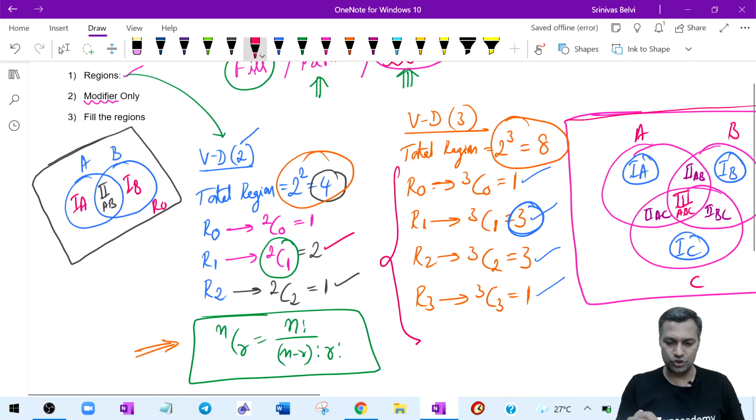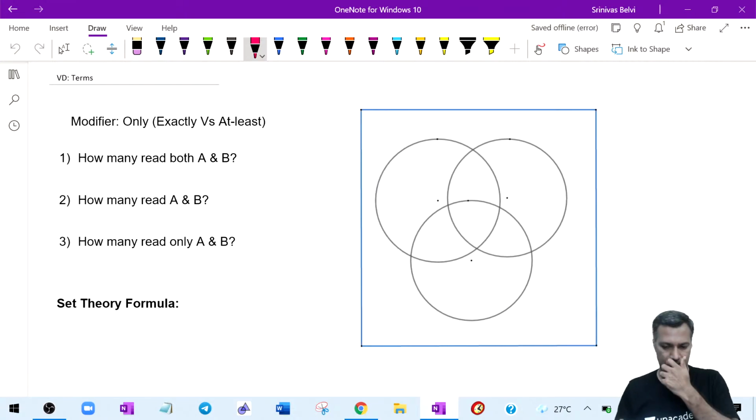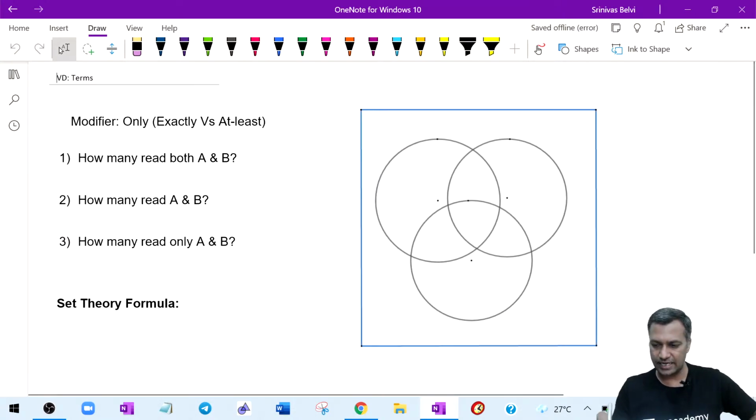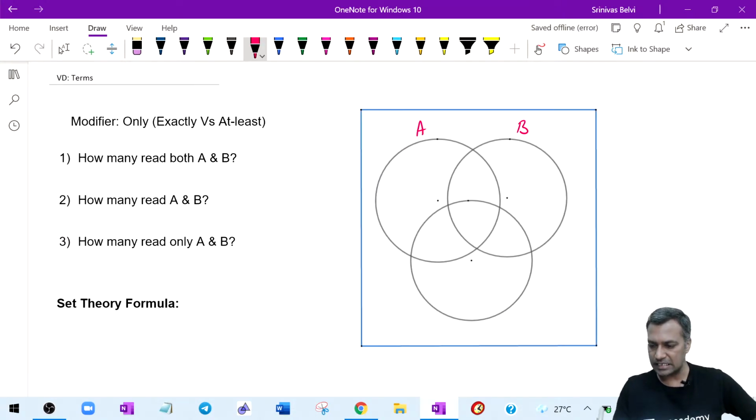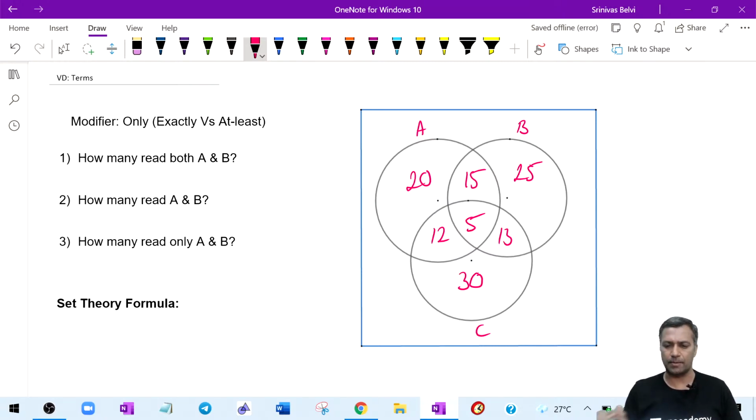Let's come to point number 2. Let's try and understand this. Let me put some numbers out here. Say I've taken a survey for the magazines A, B, C, 3 magazines. These are the numbers out here: 20, 25, 30, 15, 13, 12 and 5. Fair enough, I plug in these particular numbers.